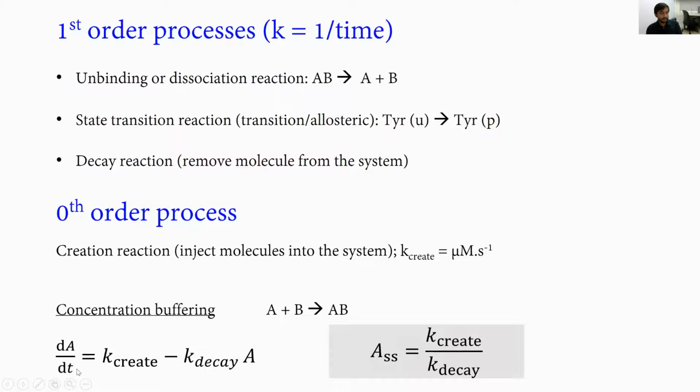So at steady state, this term will go to 0, because steady state means there is no evolution of the system with respect to time. So as you keep this term at 0, the steady state concentration of A is given by the ratio of this creation rate and decay rate. So for example, if you want to clamp the A concentration at 2 micromolar, you would define K create as 2 and K decay as 1. And at steady state, it will give you a fixed concentration of 2 micromolar inside your system. So these are the situations where you want to use this creation and decay reaction in order to buffer the cytosolic concentration of some protein molecules, for example.